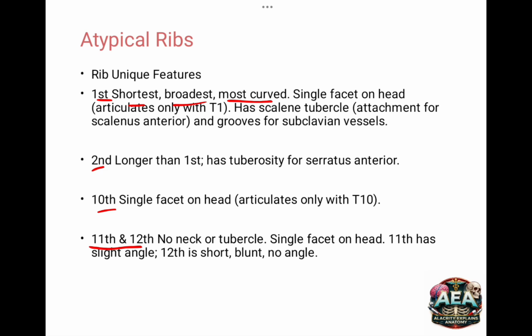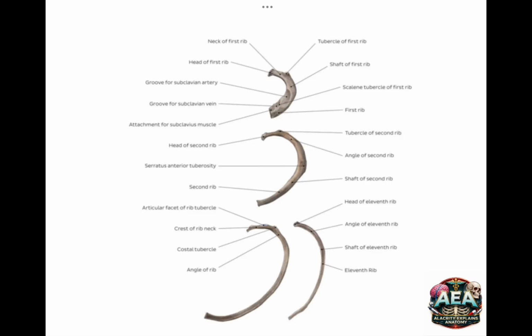It has a single facet on the head, unlike typical ribs that have two articular faces on the head. For the first rib, it has a single facet because it does not have a corresponding thoracic vertebrae above. Do you understand? So it articulates only with T1. It has a scalene tubercle for attachment with the scalenus anterior muscle. It also has grooves for subclavian vessels.